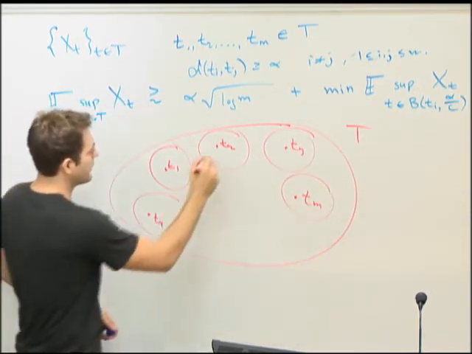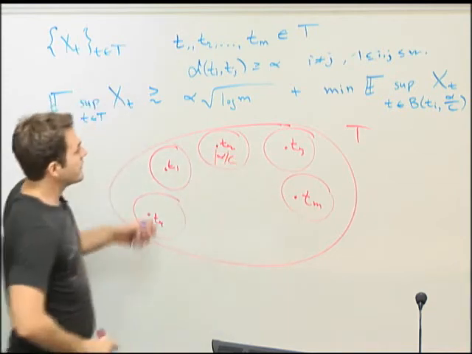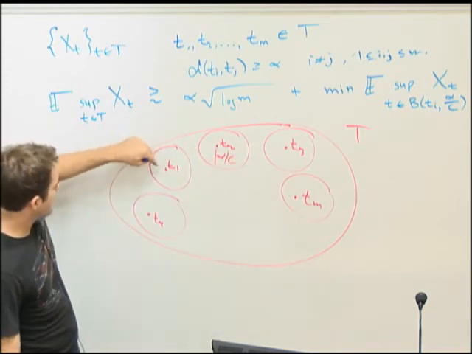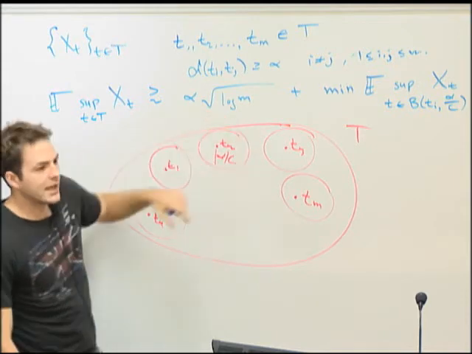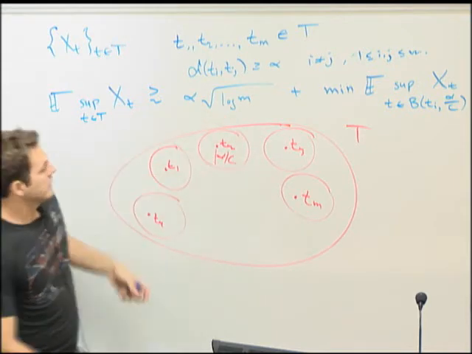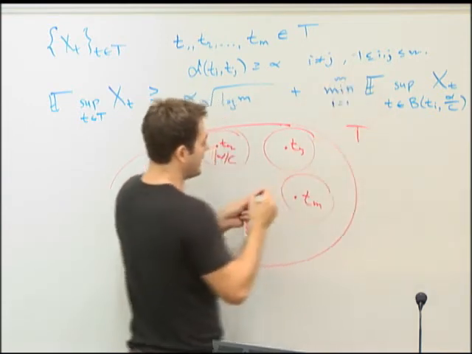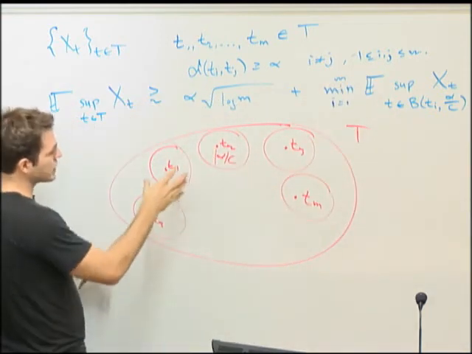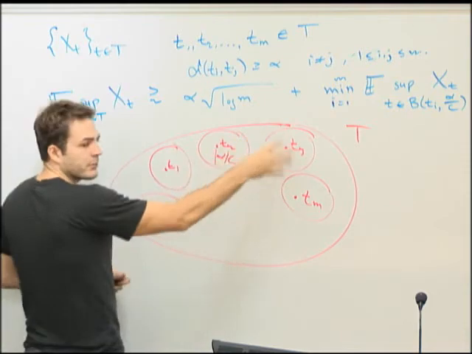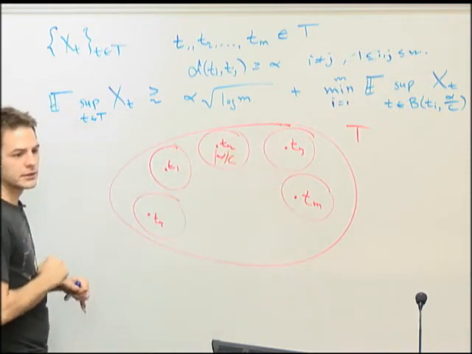Okay, so these balls are radius alpha over c. What we're saying is we'd like to get the contribution from these centers ti, and then also this minimum is over all these balls. And then also we'd at least like to get the contribution of the expected supremum from the smallest ball here. Okay?